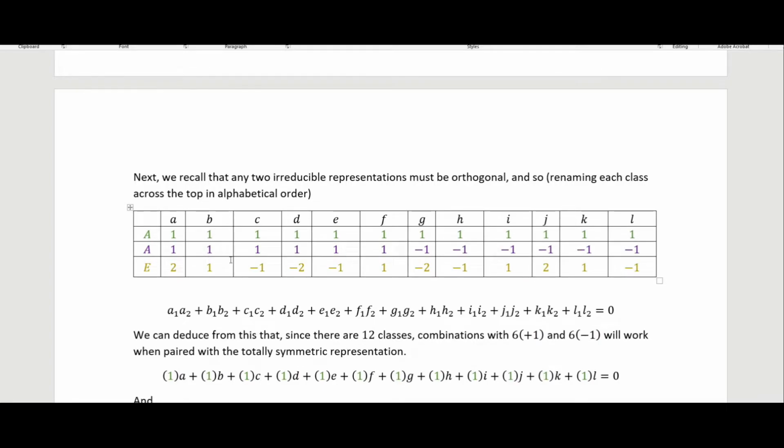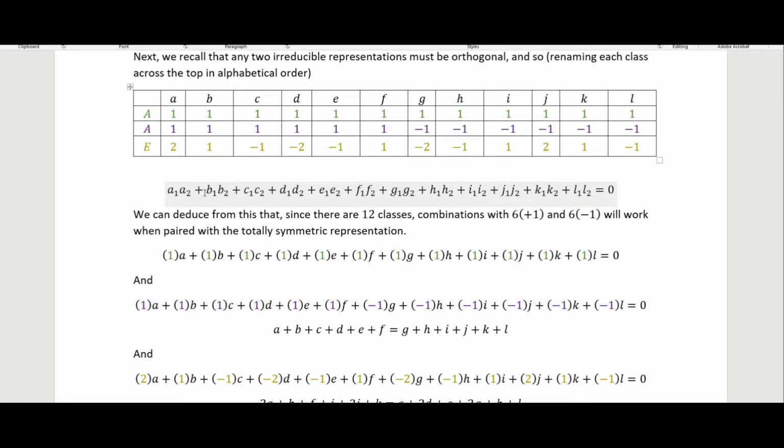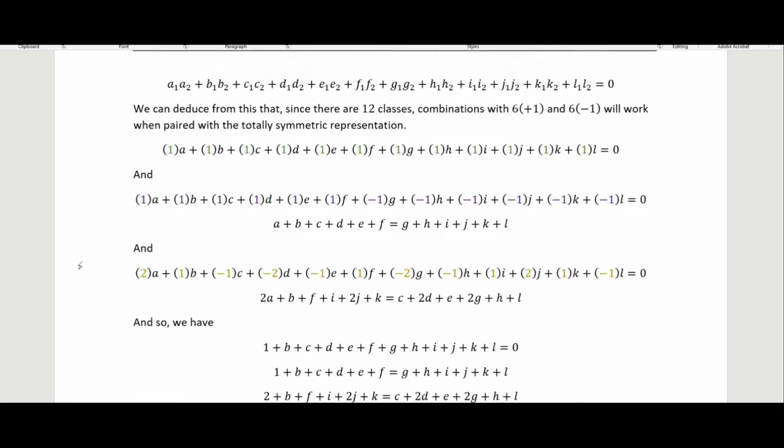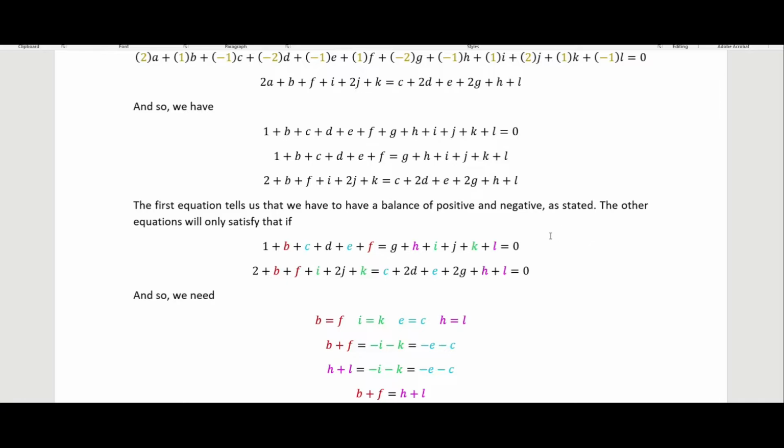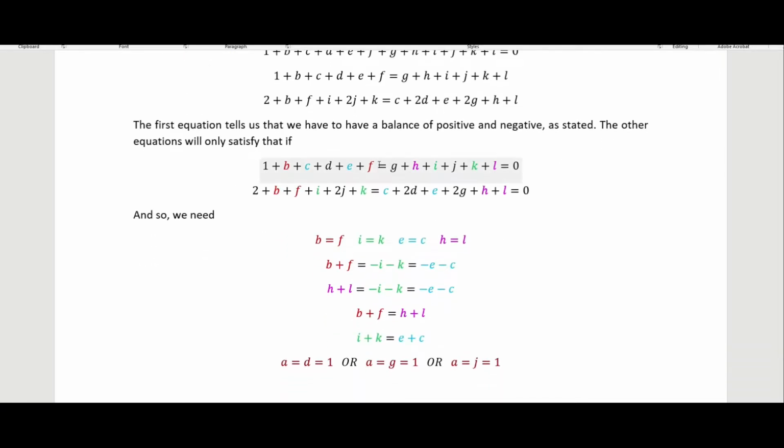And so those are A. And then this is an E because it has these 2's in it here because of the 2 by 2 matrix representations. All right, and so then we get these relationships here. And so the first one tells us, like I said, that we have to have the balance of positive and negative, and the other equations only satisfy this if we have these relations here.